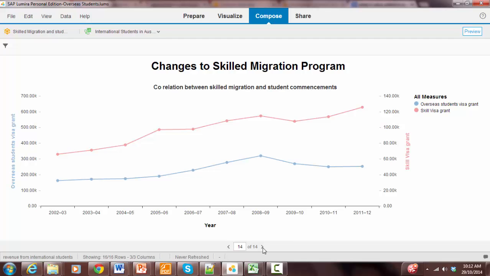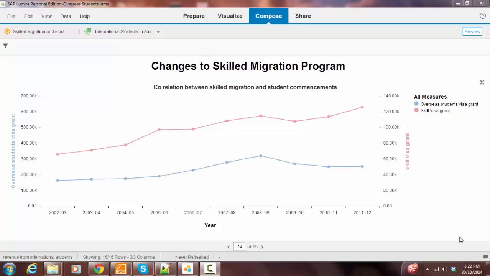From the line graph, we can see that there is a proportional increase in student and skills visa grants prior to 2010. But after the reforms, the skills and student visas are going on different paths. I'll now pass it back to Trupti to summarize the storyboard for us.